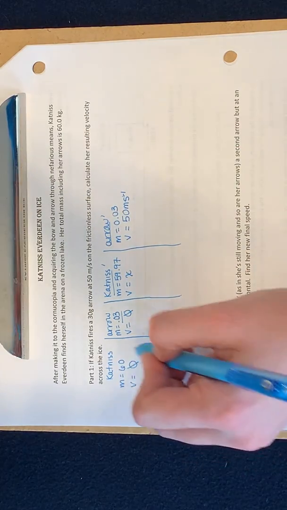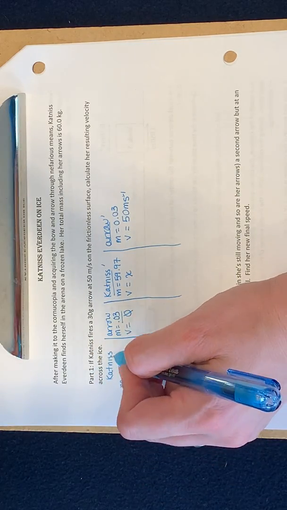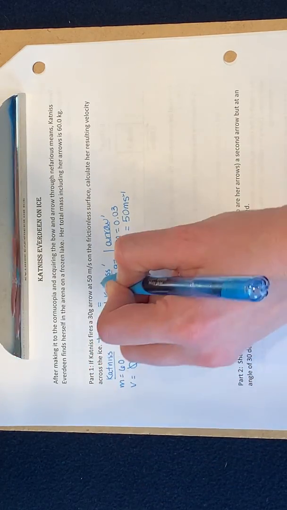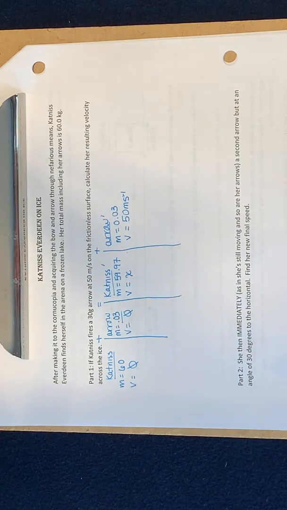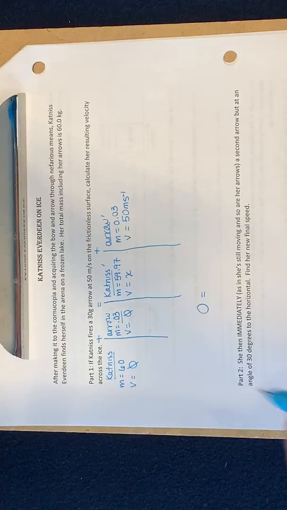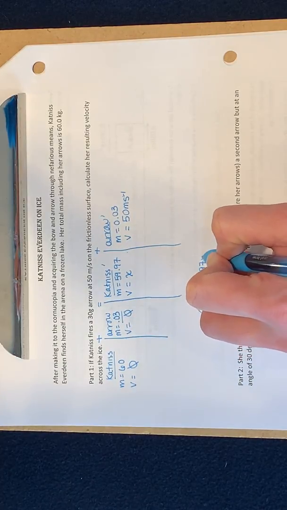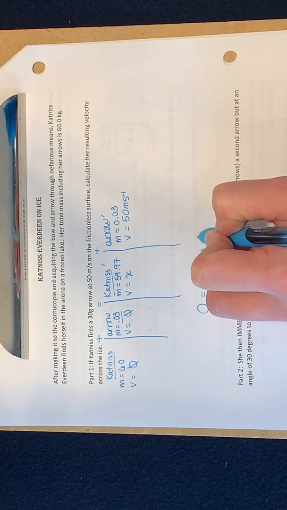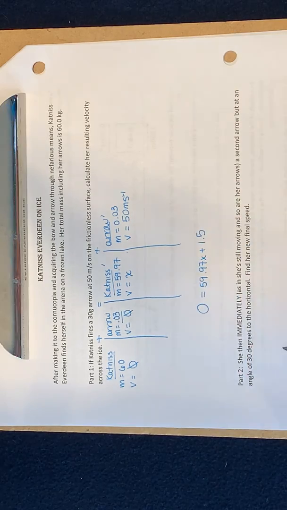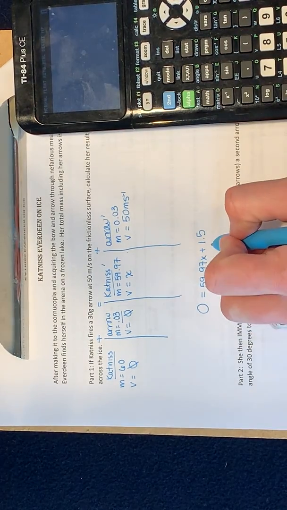So if we look at this, remember that our total momentum before is going to be equal to our total momentum after. So Katniss plus the arrow is going to be equal to Katniss after plus the arrow. And we've got a lovely little setup here because everything before is going to be a 0. So we now put that into 59.97x plus 0.03 times 50, which is 1.5. I'm going to subtract 1.5 from both sides.